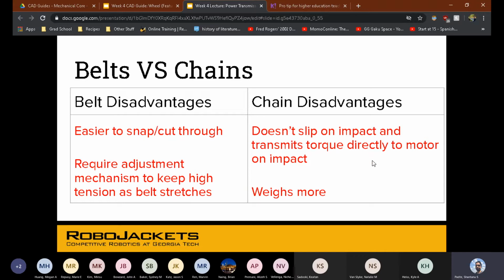So as I mentioned, for battle bots, if your weapon is being driven by a chain, and your weapon makes contact with the opposing robot, you don't want your chain to just transmit all of that torque directly into your motor, right? Because as soon as you make contact, your weapon is going to stop moving. The velocity will become 0. And that is a sharp deceleration that your motor probably cannot deal with. And so in such a situation, you want your power transmission to slip from the motor, because that protects the motor.